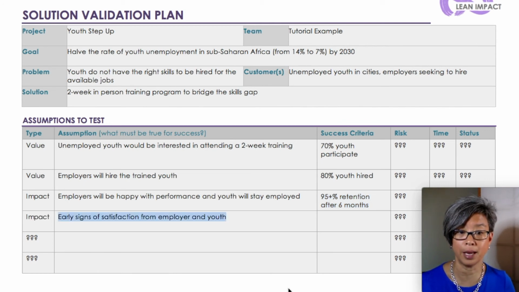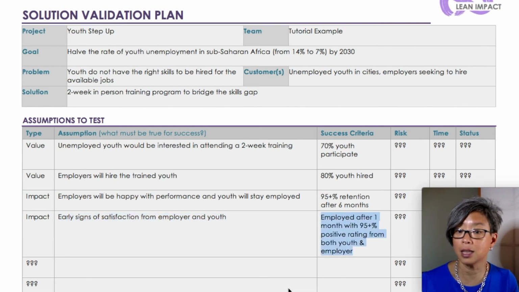Another assumption I might make is that because it might take a long time before I can realize whether the youth are going to stay after 6 months, that will take at least 6 months to determine, what are the early signs of satisfaction that I might be able to measure to determine that I'm on the right track? So I might look for these early signs of satisfaction and see whether after 1 month, what's the retention rate? And what are youth and the employer saying? Are they really happy? Or are they struggling at that point? That way I can see earlier whether there might be a problem.